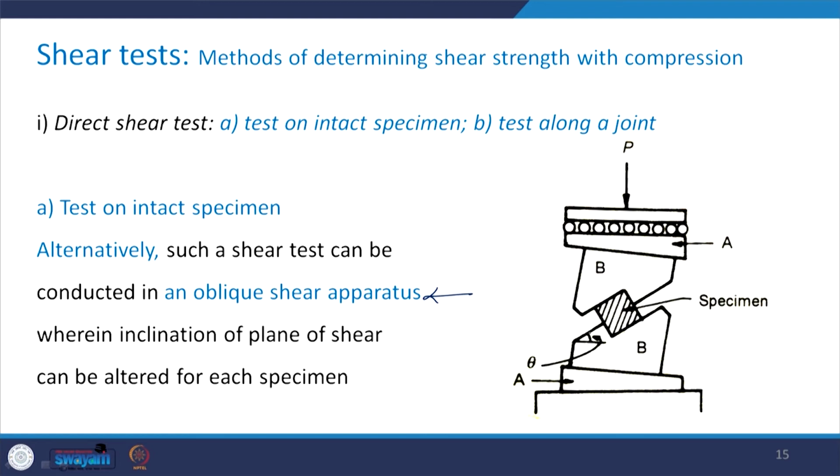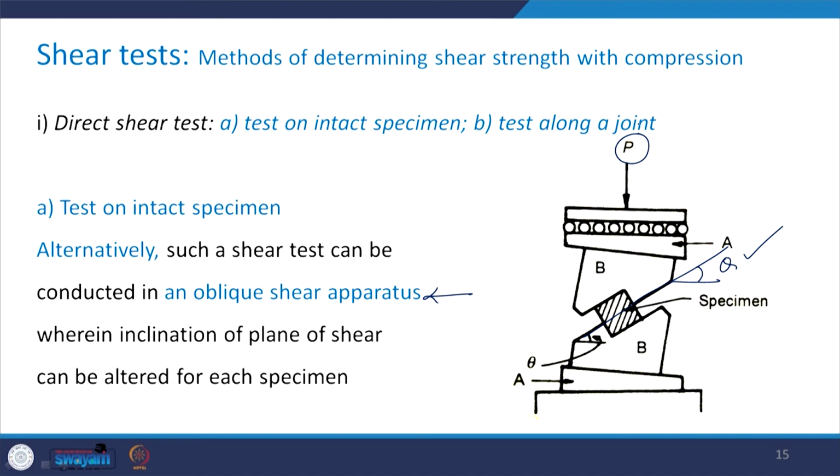So, you see that this is the plane of shear whose inclination is theta, and the arrangement in the apparatus is in such a manner that this angle theta can be adjusted and the shearing can take place along the desired value of this theta. How this is done? Take a note of it that the load is applied in the vertical direction only.